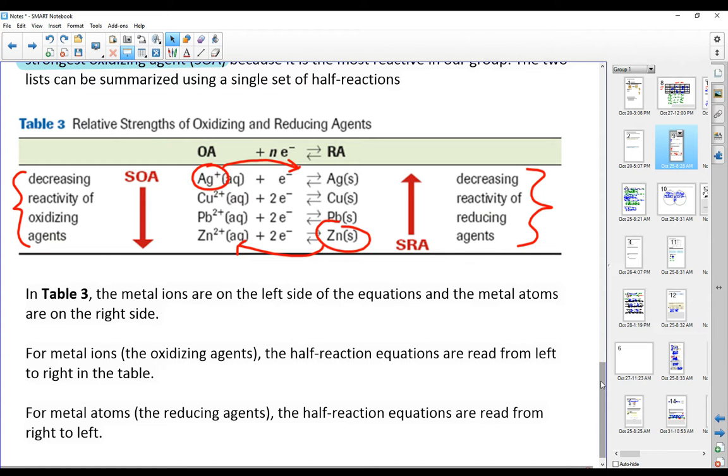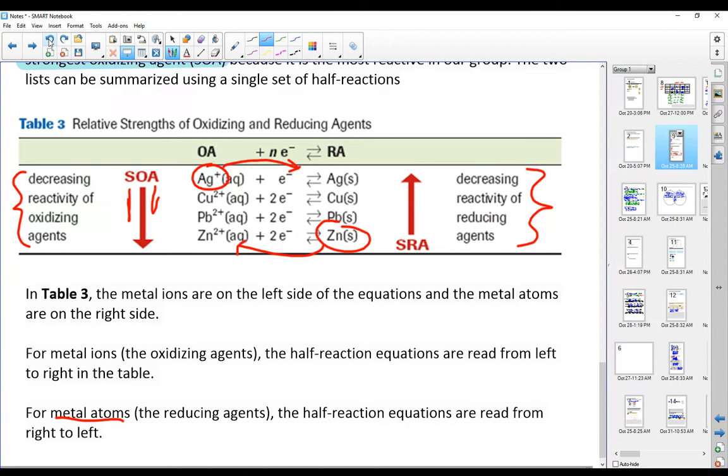In table 3, the metal ions are on the left side of the equations, and the metal atoms are on the right side. For metal ions, the oxidizing agents, the half reaction equations are read from left to right in the table. For metal atoms, the reducing agents, the half reaction equations are read from right to left.